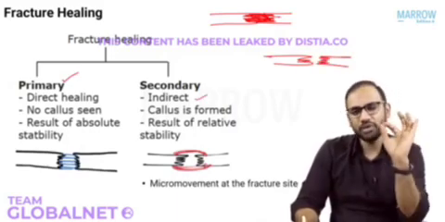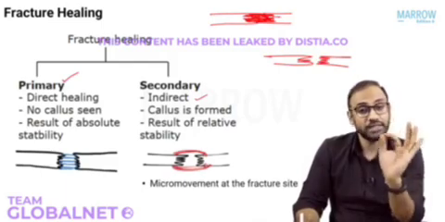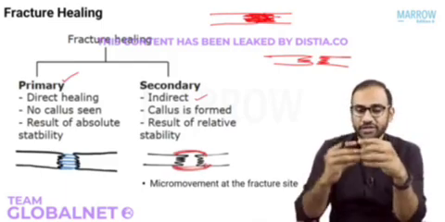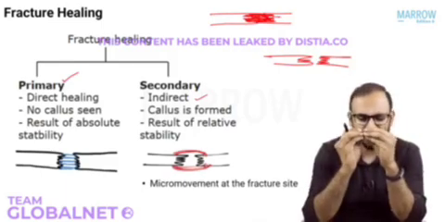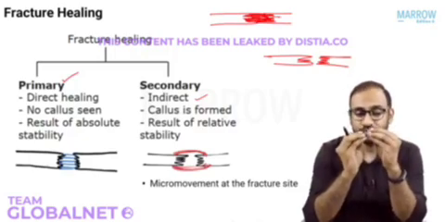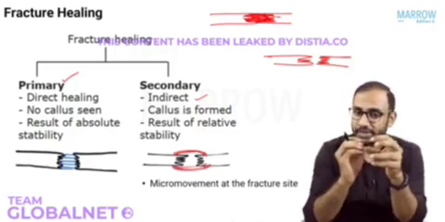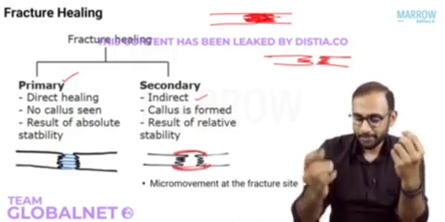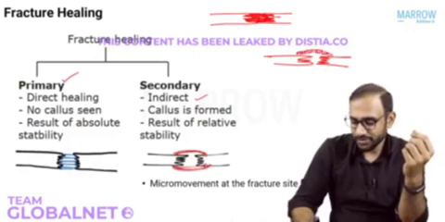Now in secondary healing, which is indirect healing, between the fracture ends there is some amount of micro movement. Please remember, I said micro movement. I did not say movement. I said micro movements, very, very fine movement. And because of this, healing happens, but it starts to happen from outside. This is known as callus formation.